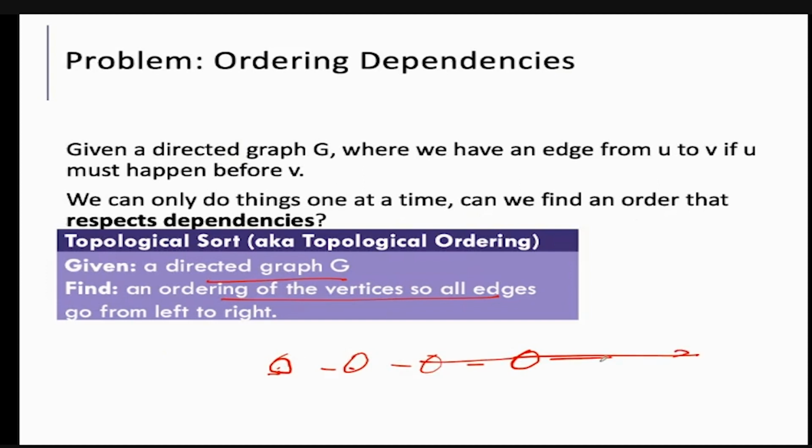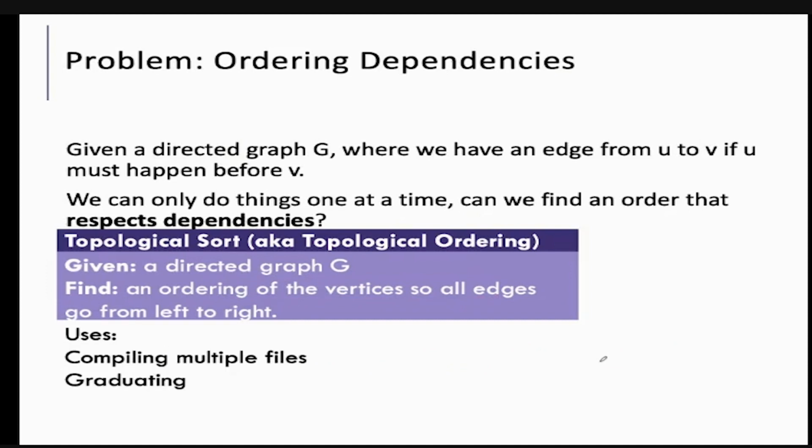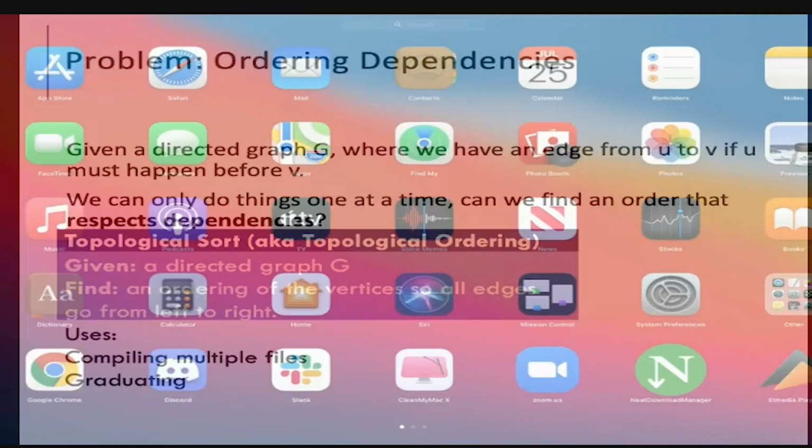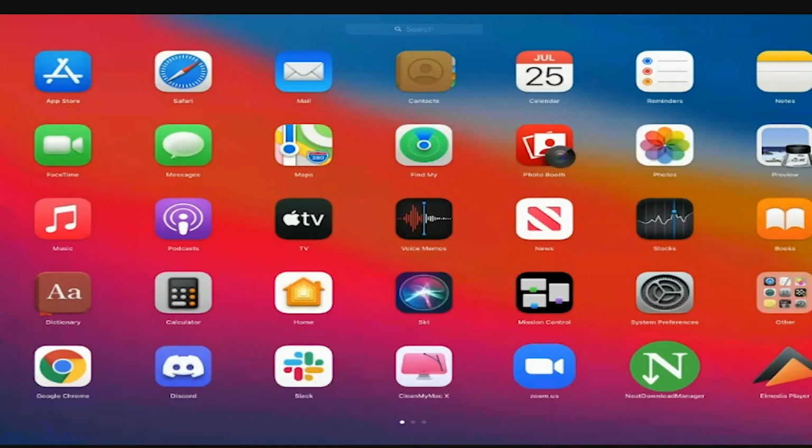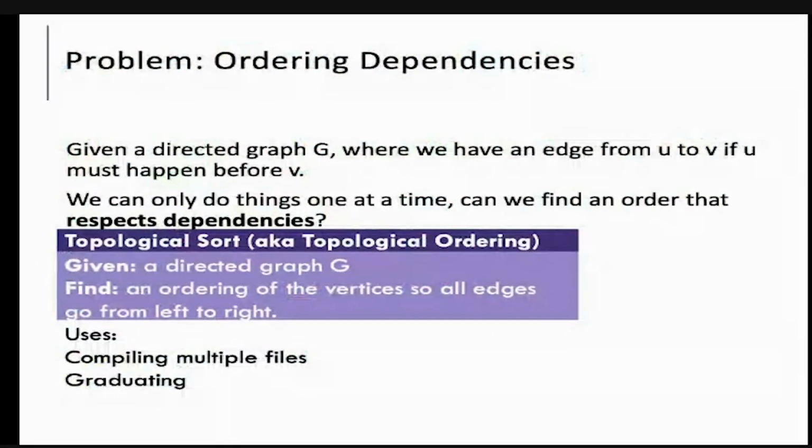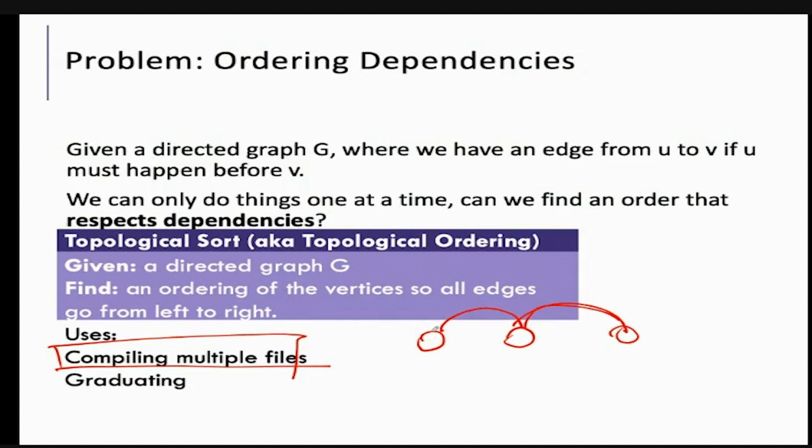So where is it used? This is used in multiple cases. For example, compiling multiple files. If you compile more than one file, like 5 or 6 files, you have to compile one thing first, and then the second, and then the third. It's possible that this file depends on that file, so you have to follow a specific order for compiling these files. Topological sorting is used in that.